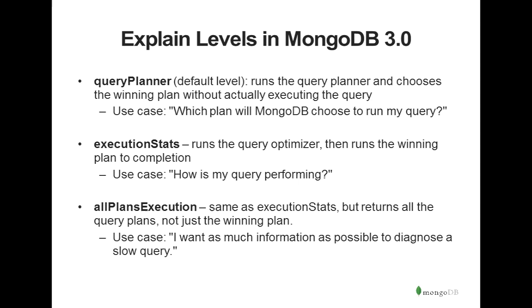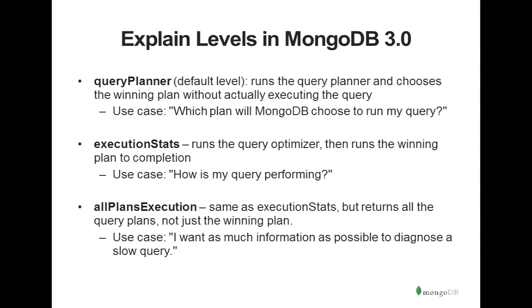So when you call the explain method in 3.0, the explain method takes as an argument one of three values. The default value, if you don't specify anything, like I did in the previous examples, is basically the query planner, and that says run the query planner, choose the winning plan, but don't actually execute the query. It's just going to tell me which plan the query planner was going to choose. So that's good for just understanding which plan MongoDB is going to run.